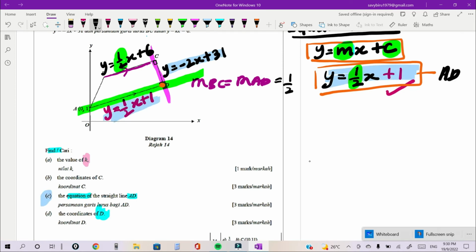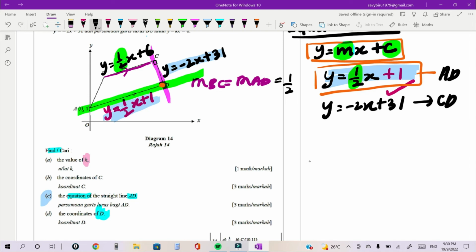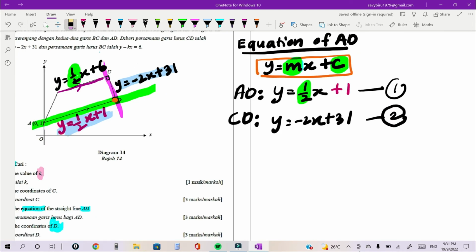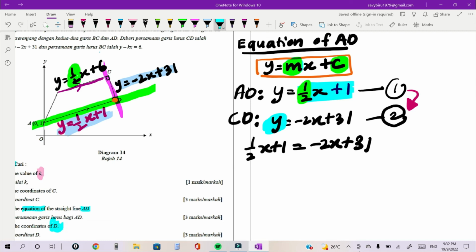So this is the equation of AD, and we have the equation of CD. Solve these two equations simultaneously. Let's say you substitute equation 1 into equation 2. Now your y is half x plus 1, so replace y with half x plus 1. Then you put all the x terms together. Take the coefficient, negative 2, bring it to the left and it becomes plus. Half plus 2 becomes 5 over 2.